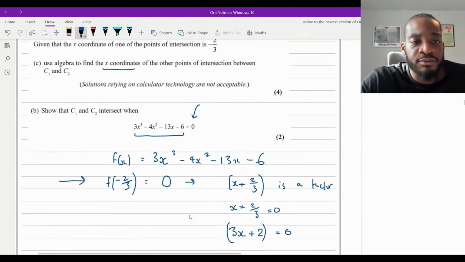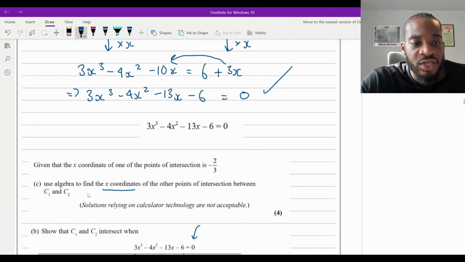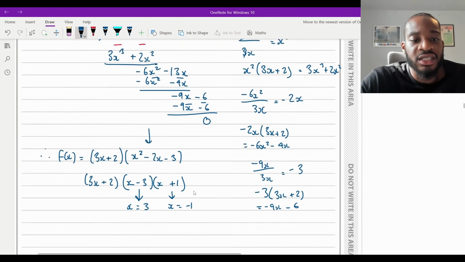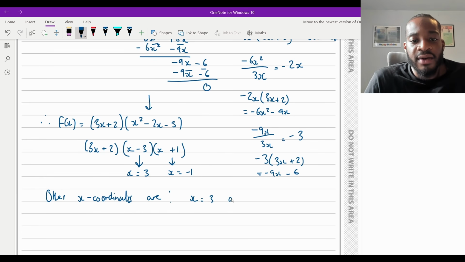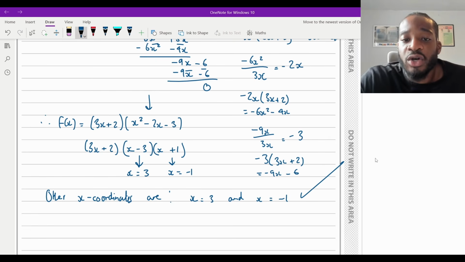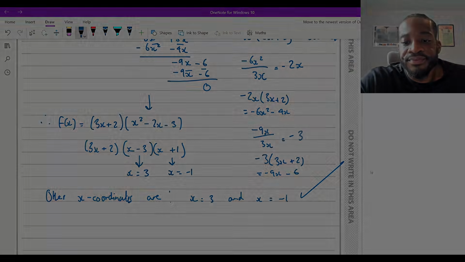What did the question ask us for? It says use algebra to find the x coordinates of the other points of intersection of C1 and C2. Yeah, so this is it. x equals 3, x equals, let me just write so it's clear. Other x coordinates of intersection, because it didn't ask for the actual coordinates, so I don't need to plug in to find out what y is. So other x coordinates are x equals 3 and x equals minus 1. And that is it. That is your answer. And that's the question finished.